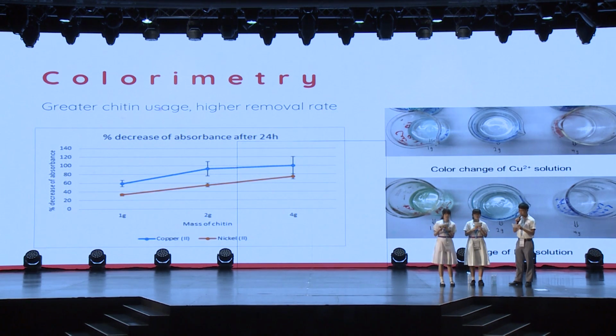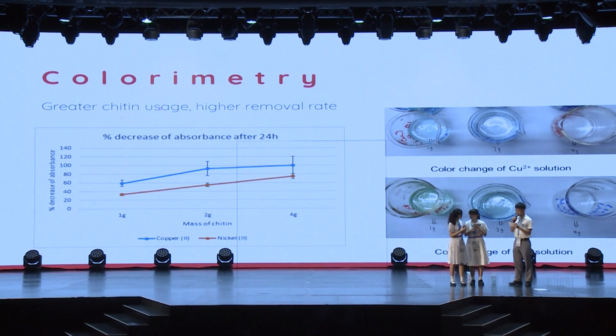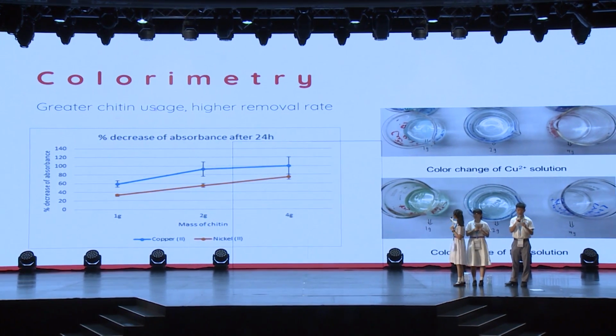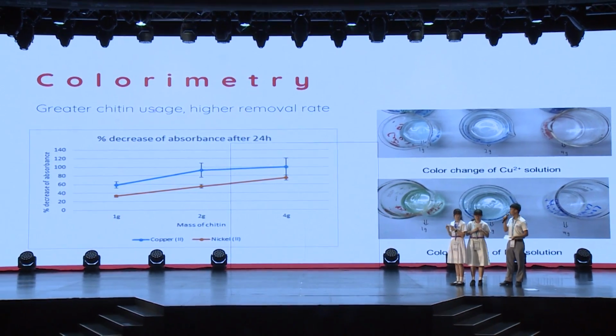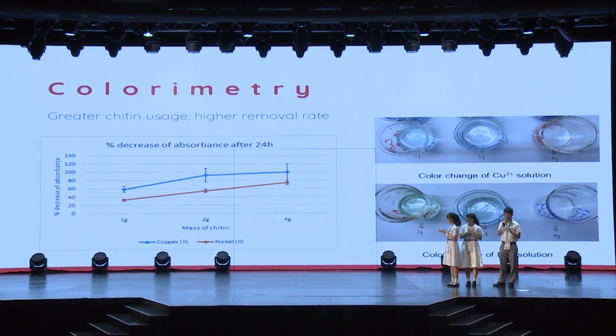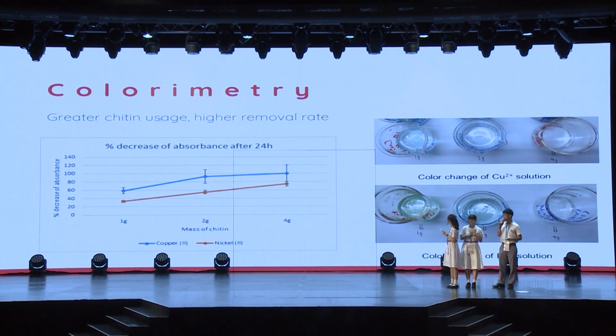Similar results were found in colorimetric analysis. The greater the chitin usage, the higher the removal rate. We can see that when chitin usage increased from 1 gram to 4 grams, the color becomes paler in both copper(II) and nickel(II) solution.